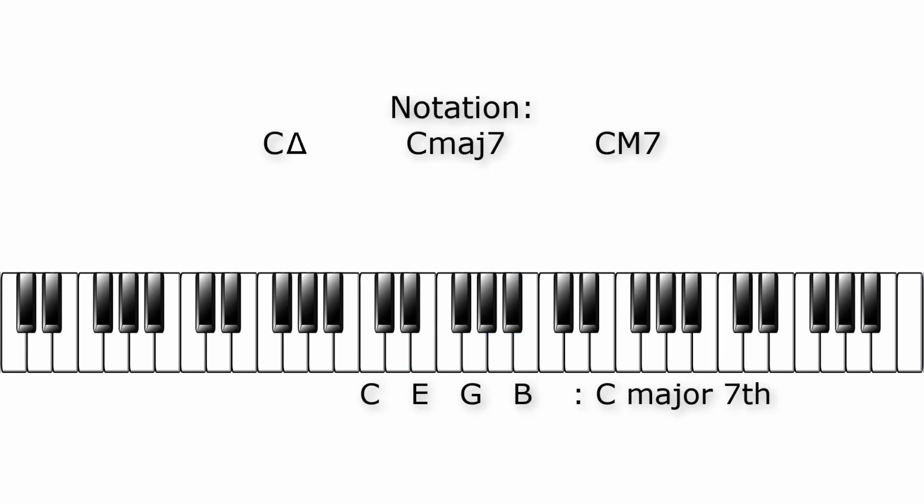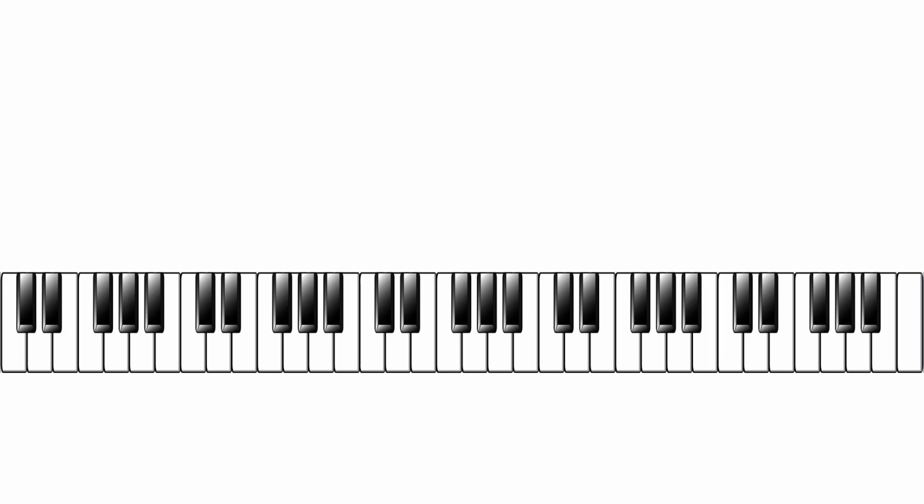You can see above the keyboard the different notations that exist for major seventh chords, in this case the C major seventh chord. Let me again give two other examples, again with the same root notes A and E flat. I will start with A major seventh.